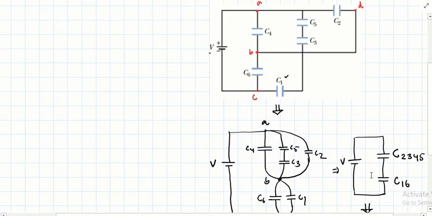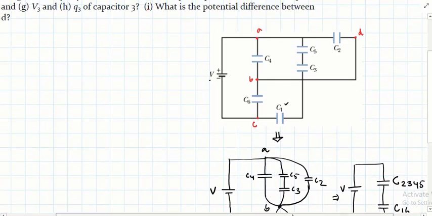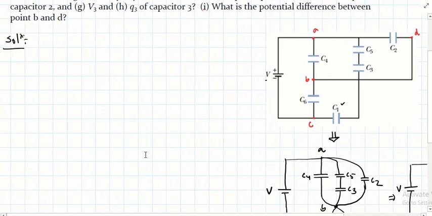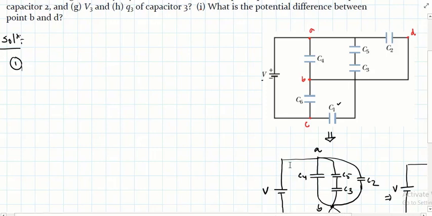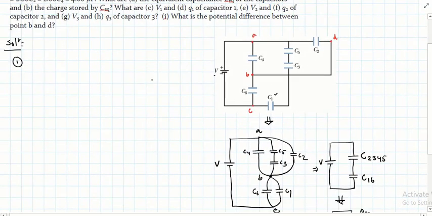Fine. Then I'm going to find this out step by step. What would be the case? I can write question number 1. First, I will find the equivalent of these 2, 3, 4, 5. They are also series and parallel combinations, so that's why I can write it this way.